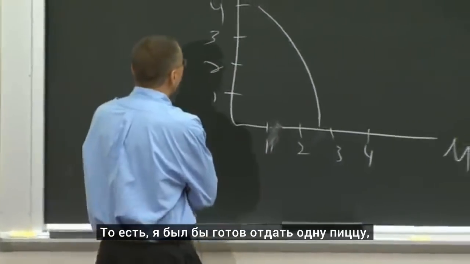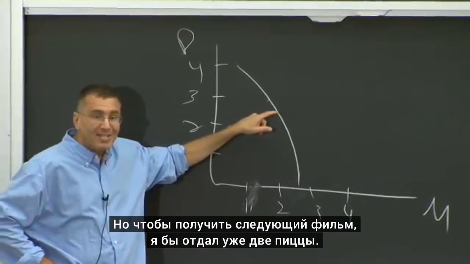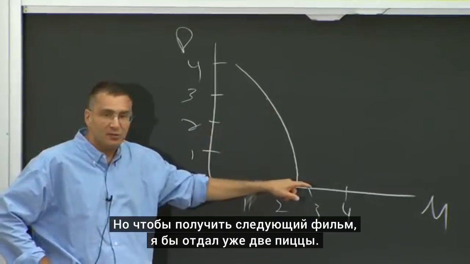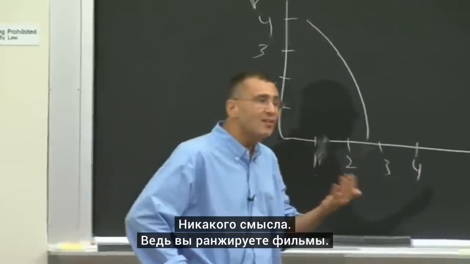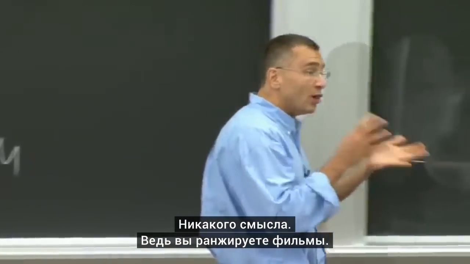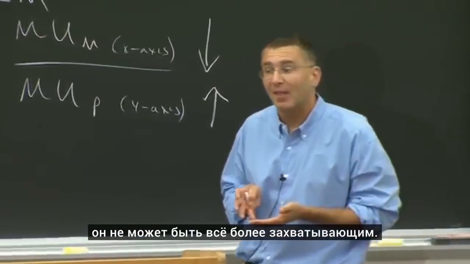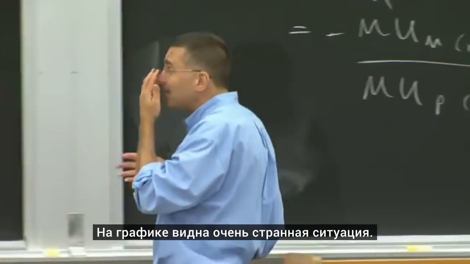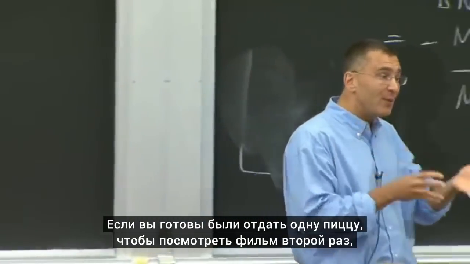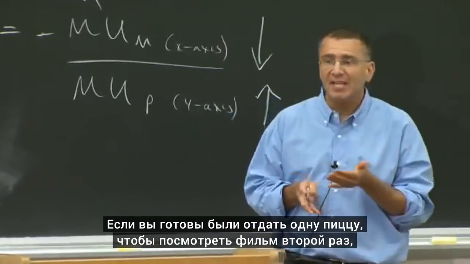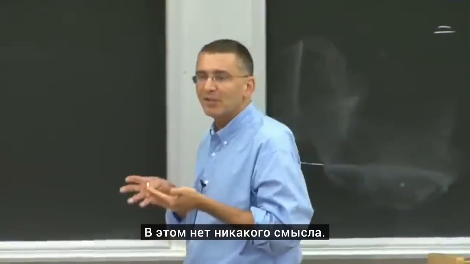That is, basically, I'd be willing to give up 1 pizza to get 1 movie. But to get that next movie, I'd give up 2 pizzas. But as you can see, that doesn't make sense. Given that you're ranking your movies, or even more compelling, in the example of seeing the same movie over and over again, if you're willing to give one pizza to see that movie a second time, why would you possibly give up 2 pizzas to see it a third time? That makes no sense at all.